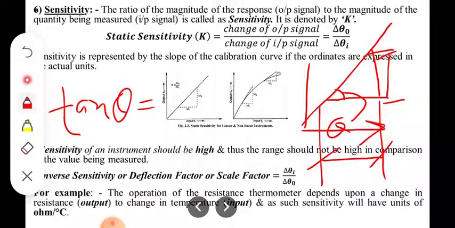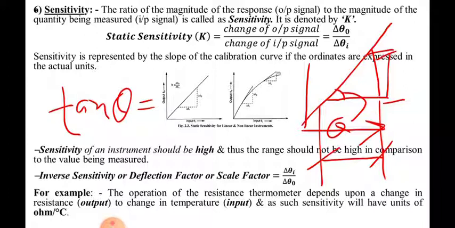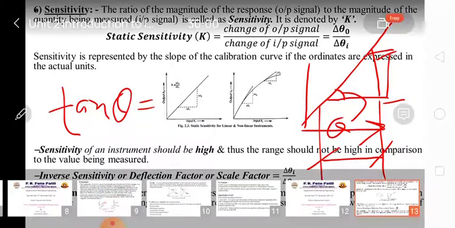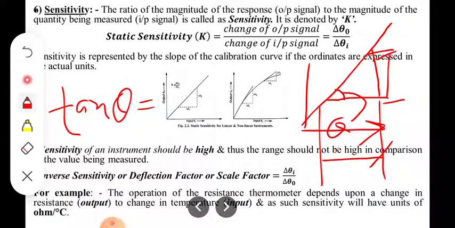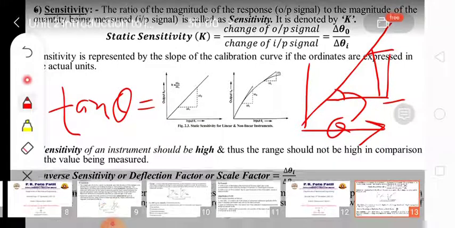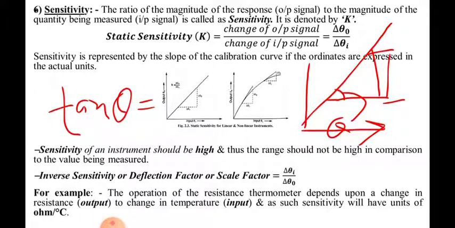The sensitivity of an instrument should be high, and thus the range should not be high in comparison to the value being measured. Then there is inverse sensitivity, also called deflection factor or scale factor.